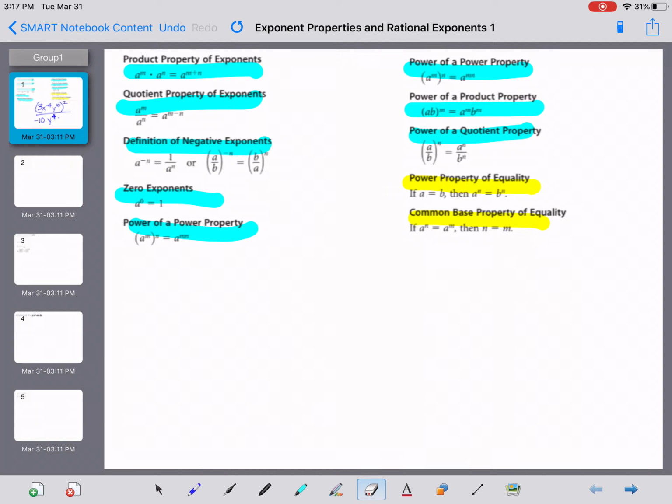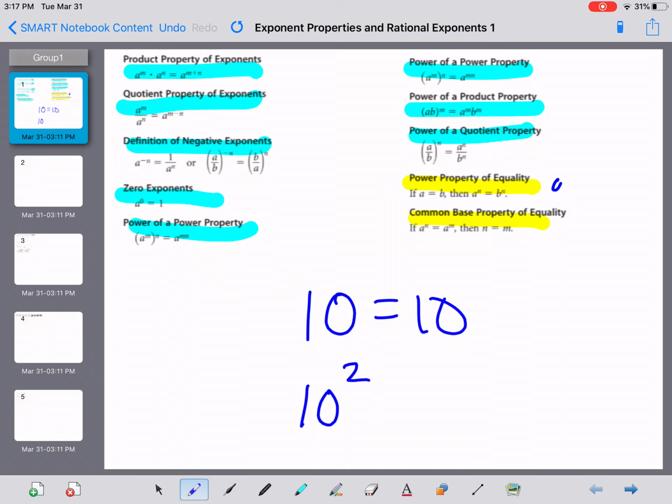So here's the two that we're talking about. Power property of equality, and the big one is the common base property. Power property, all that it's saying is that if A equals B, so let's just use a really easy one, 10 equals 10, that's obvious, that if I raise it to any power, it's going to stay the same. So 10 to the second is still going to be the same as 10 to the second, okay? It can obviously get more complex than that, but that's the basics for it.